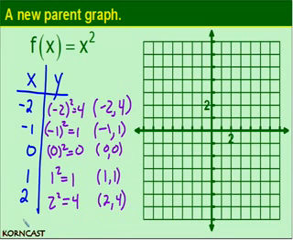Now we could pick other values. For example, we could pick 3 and get 3 squared, which is 9, and we could plot that as well. But I think once we get the hang of our symmetry, which we have in our ordered pairs, that's probably good enough.